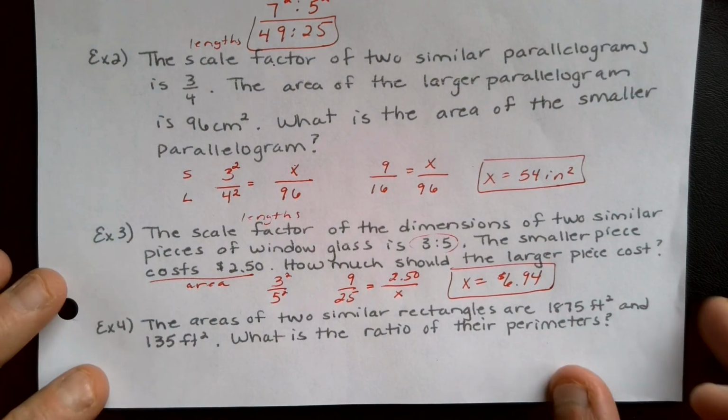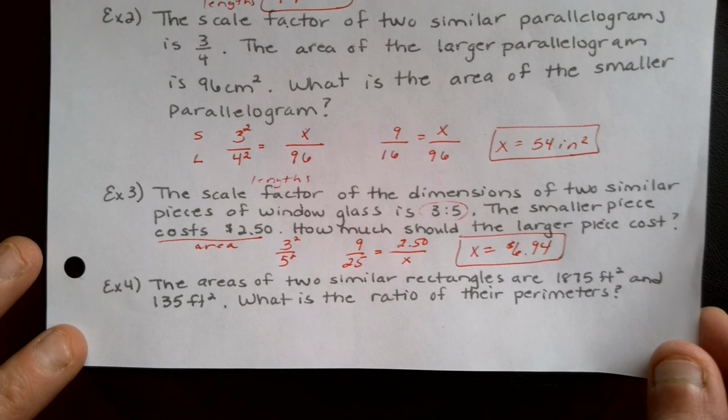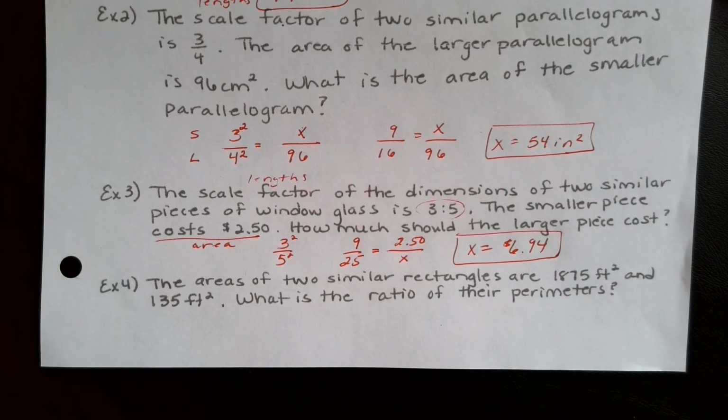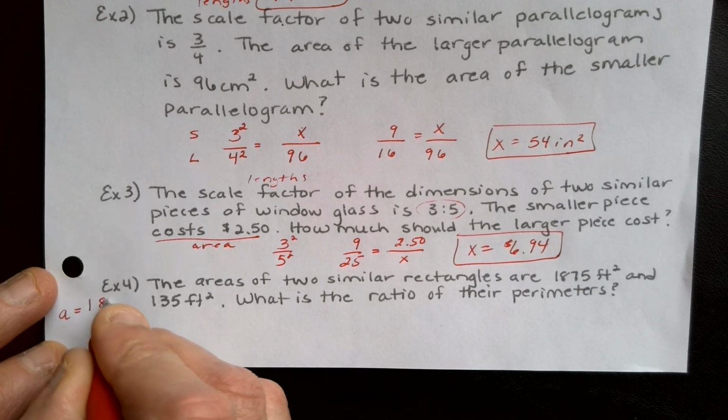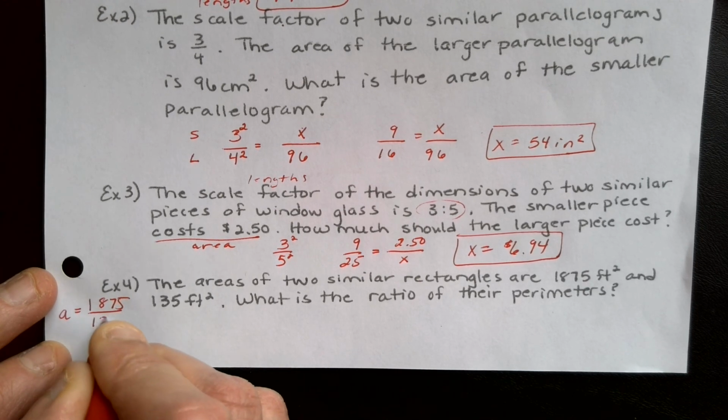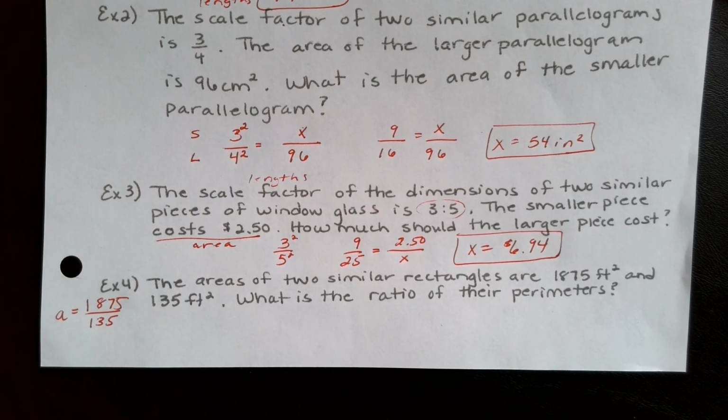Lastly, this one gets a little bit tricky, but still really not too bad. The areas of two similar rectangles are 1875 and 135. Okay, so they give us the area. I'm going to go over here because I'm going to need a little more room for this one. So there's my ratio of their areas. Okay, what is the ratio of their perimeters?